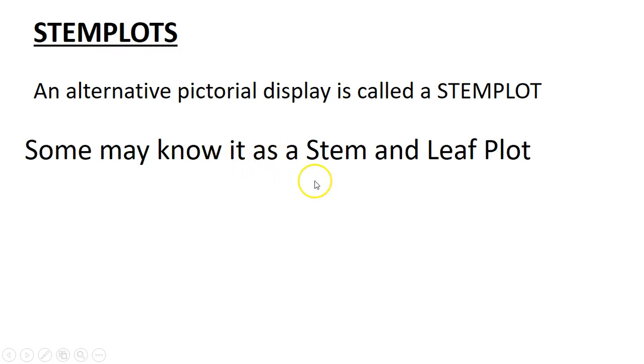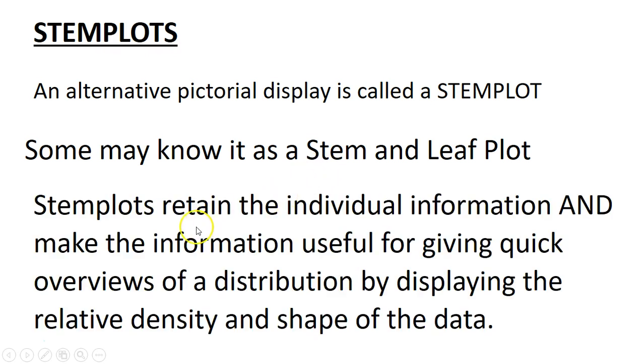Some may have referred to this way back in algebra and pre-algebra classes. They called this a stem and leaf plot. Stem plots retain the individual information, each individual number, and make the information useful for giving quick overviews of a distribution by displaying the relative density and shape of the curve. The point is, you plug in each individual number and it has weight, it has merit to it, and it'll still give you a shape of what the graph should look like.